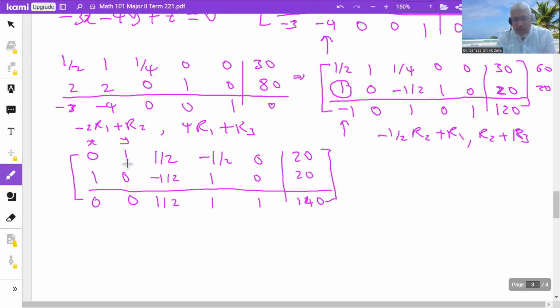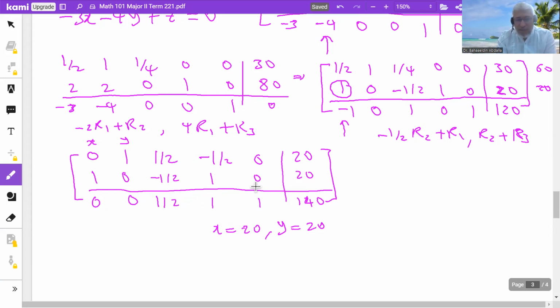So what do you get from here? 1 times Y equals what? 20. So Y equals 20. And here, 1 times X equals what? 20. So X is also 20. What about these two numbers? S1 and S2, we put them zeros to find the final answer.